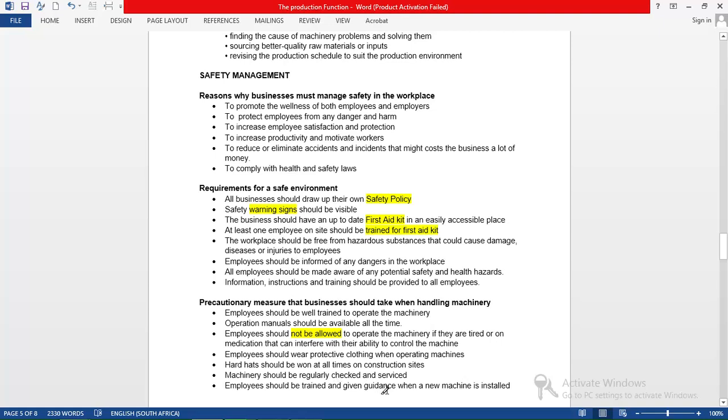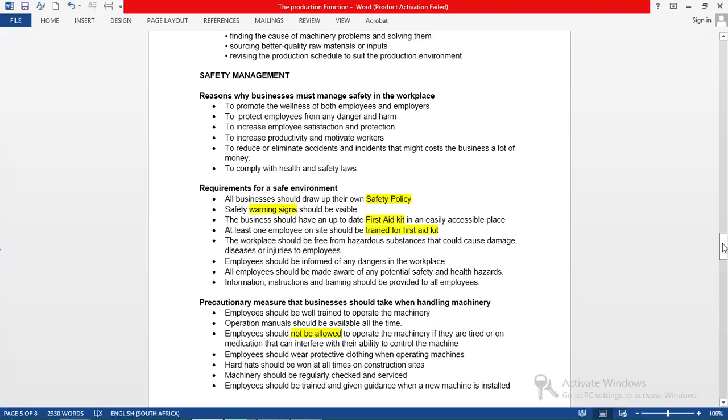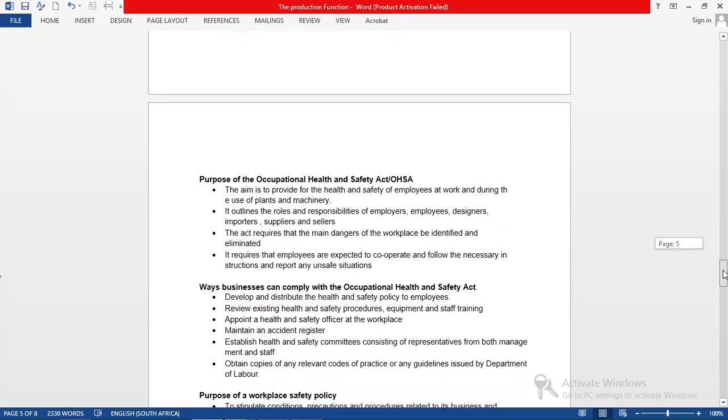And employees should be trained and given guidance when new machines are installed, right? New machines doesn't mean that you just give them to operate. Please train them also on how to use those new machines. New machines is new technology, different from old technology, so therefore they need new training. Even though they know how to use a forklift, another forklift that you might buy is more advanced than the old one, so therefore new training should be done to make sure that those employees actually are aware of how to use it, right?